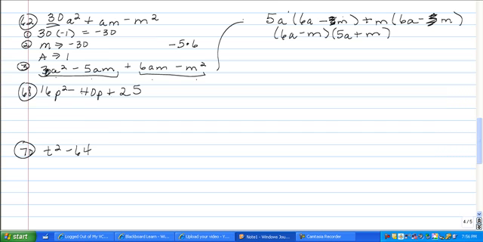Alright, now here we have a perfect square trinomial. The way I know that is the first term is a perfect square, the last term is a perfect square. If I multiply those together and double it, I get 40p. So I know this will be 4p minus 5, the quantity squared. Difference of squares, we're going to have t plus 8 times t minus 8.